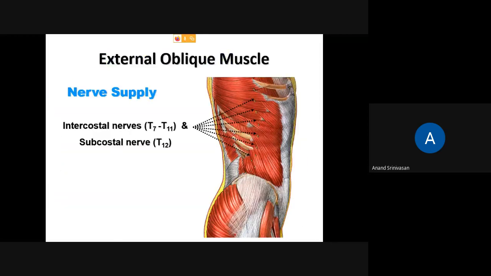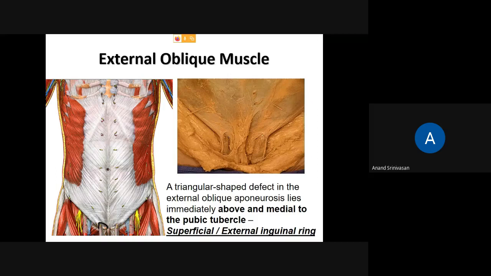Seen is the external oblique, internal oblique, and transverse abdominis. Some of the things we need to stress upon are regarding the external oblique muscle. The external oblique extends from the pubic tubercle to the anterior superior iliac spine. The lower part of the external oblique muscle is folded on itself to form the inguinal ligament.